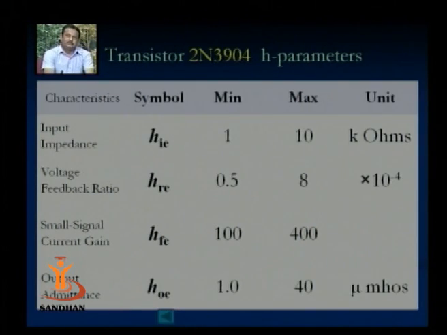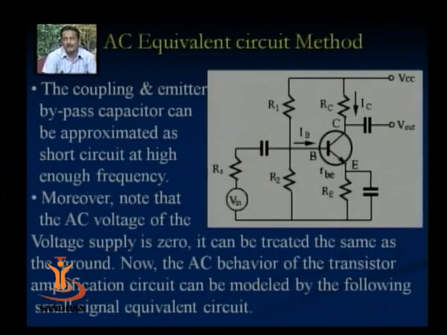Now, so far we have seen the equivalent circuit of the transistor using H parameters. There are other methods also that we will see later on, but now when this transistor is incorporated in an amplifier circuit, what happens to the circuits? That is also of very great importance. Now let us see first of all the AC equivalent circuit method, and how it is used to analyze the transistor.